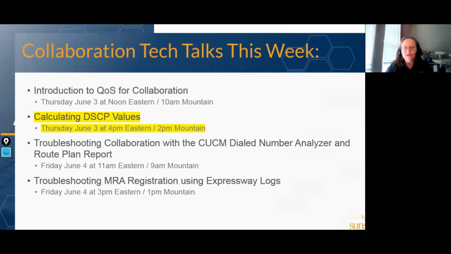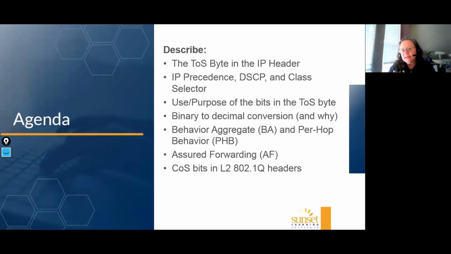Okay, so for this session specifically, we're going to look at the ToS byte in the IP header. When I say it's a ToS byte, guess what? It's 8 bits, and that's pretty much all you need to know. We are then going to talk about what IP precedence is, how it relates to class selector, and how we deal with DSCP. What do the bits mean in the ToS byte? Then the binary to decimal conversion. This trips a lot of people up because sometimes you include a bit and sometimes you don't. That makes things interesting.